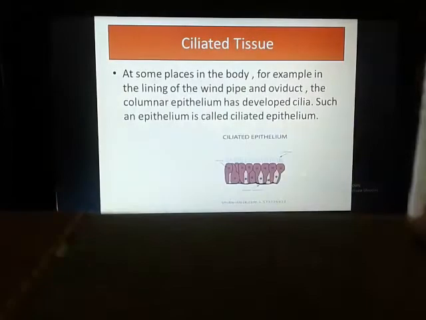Now going to ciliated tissues. At some places in the body, for example in the lining of the windpipe and oviduct, the columnar epithelium has developed cilia. This is the example. Such an epithelium is called ciliated epithelium.